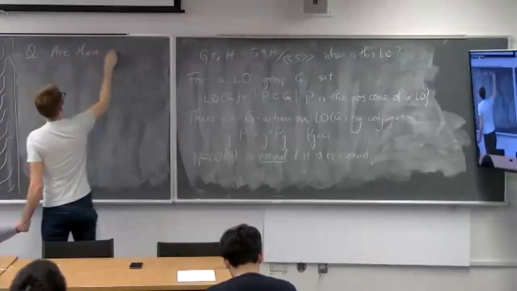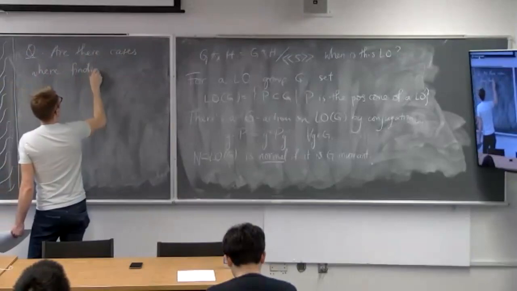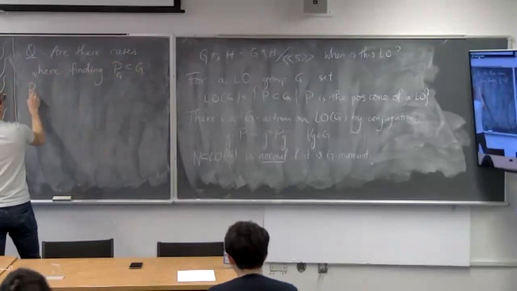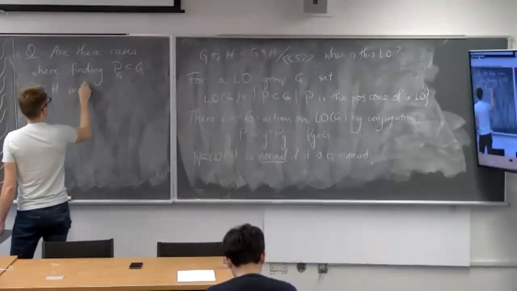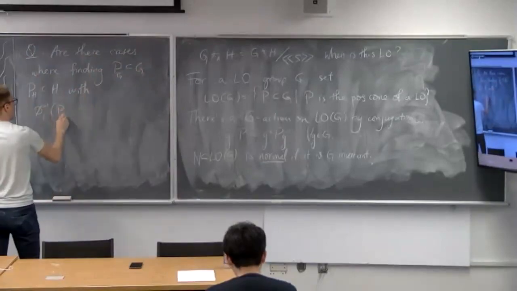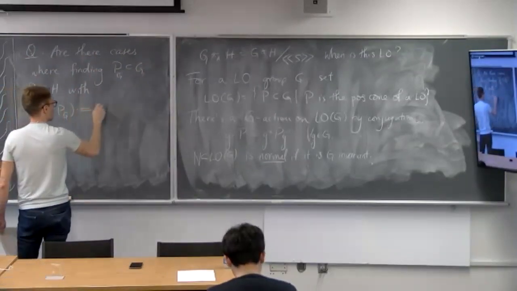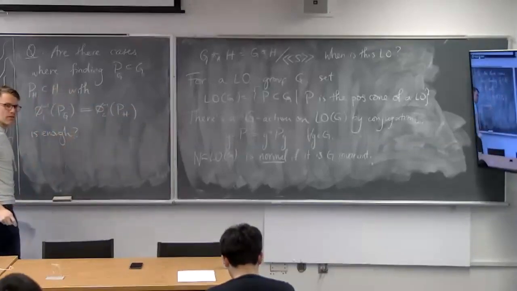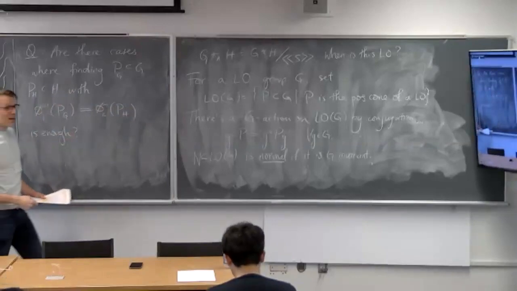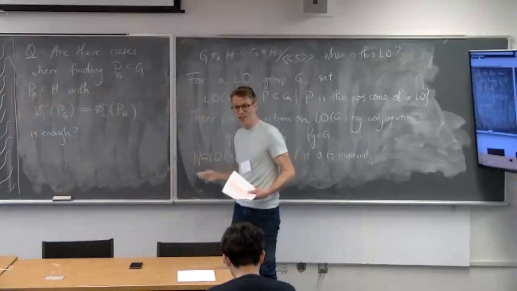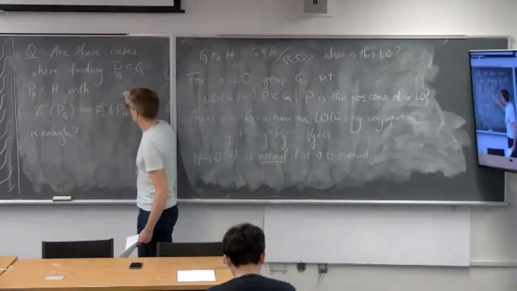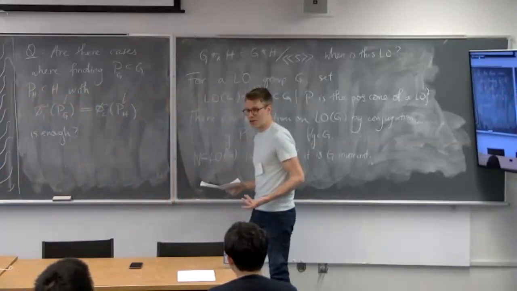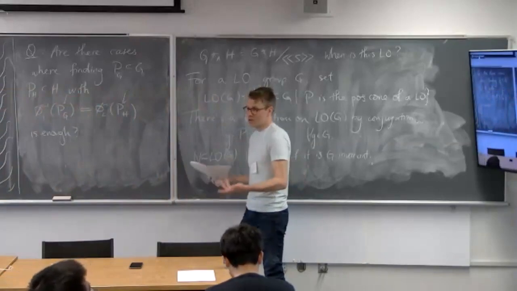So my question is, are there cases where finding P_G in G and P_H in H, with the restrictions of the two matching, is enough? If they're both bi-orders, then yes, that's the first thing I was going to say. Because what do you take as your normal family? You take this one positive cone and this one positive cone, and those are normal families because the positive cones of bi-orders are invariant under conjugation. So the normal family is one element.